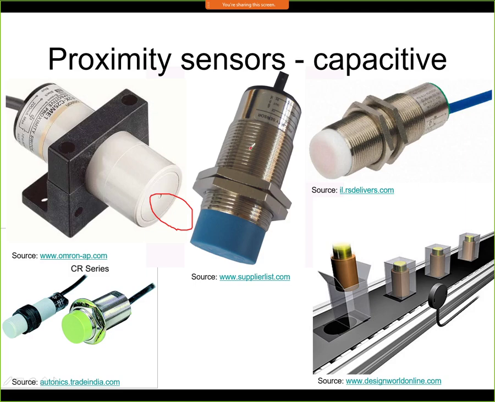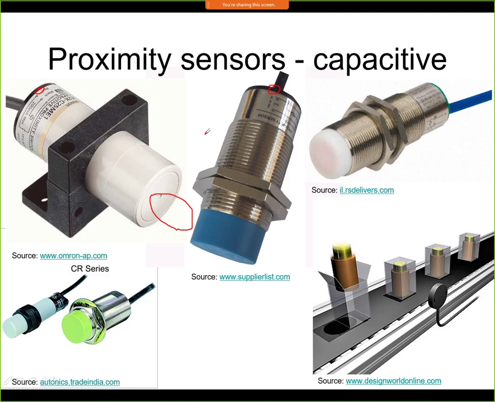Again, the capacitive sensors typically have an LED. So somewhere here there is typically an LED, or somewhere where we can actually see some light if the sensor sees the object or if it does not see the object.